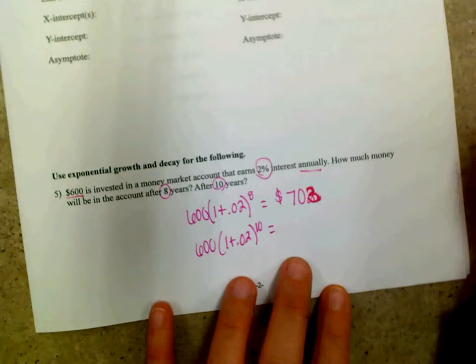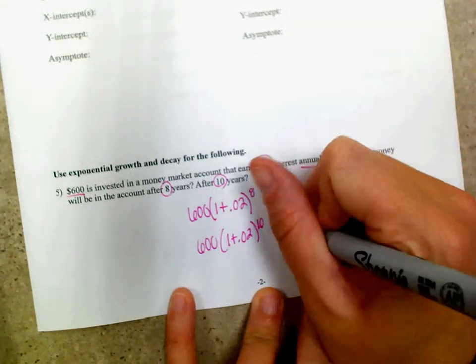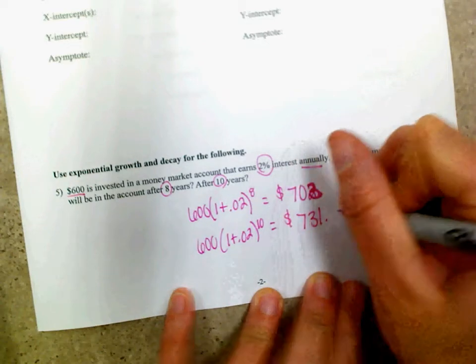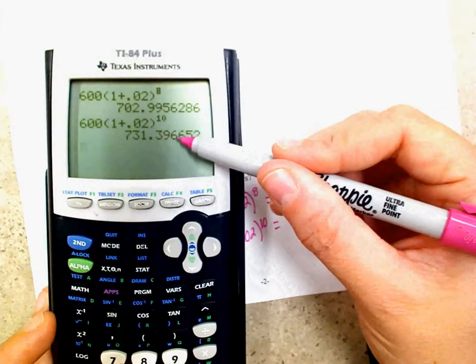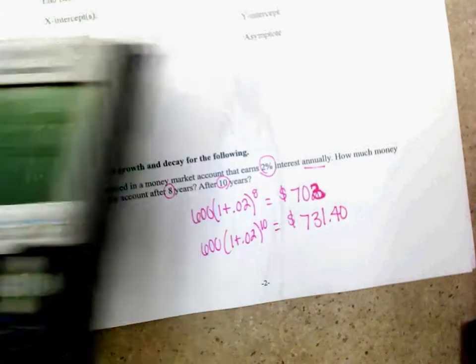Okay. Here we do 600, 1 plus 0.02 up to the 10. And this one would be $731. And let's look at this one. You see how it's 396. So we're going to round this up to 40 cents.